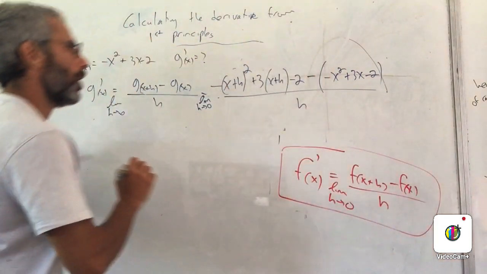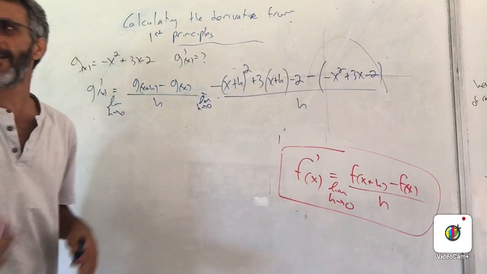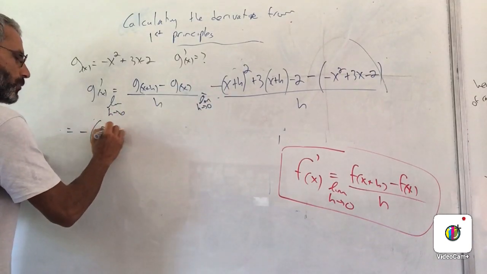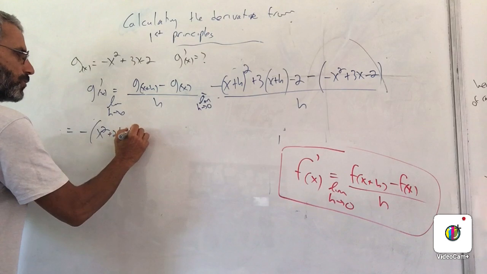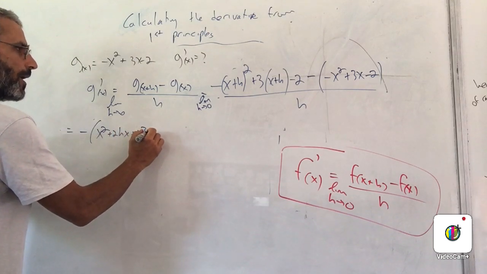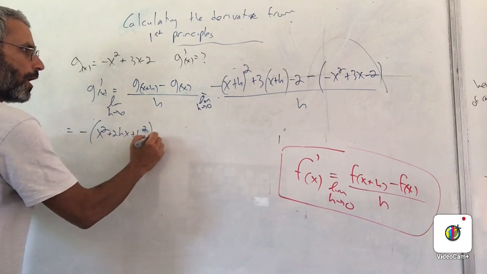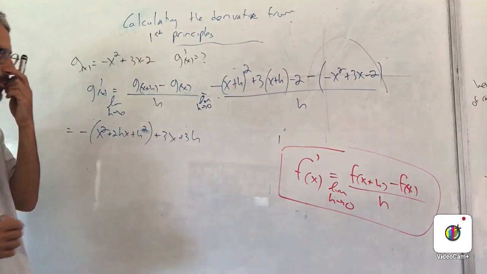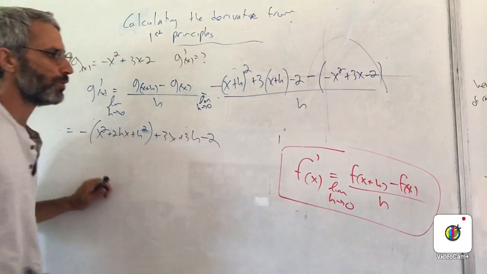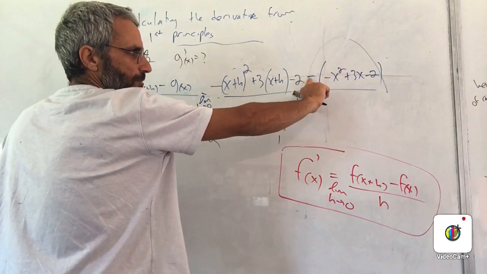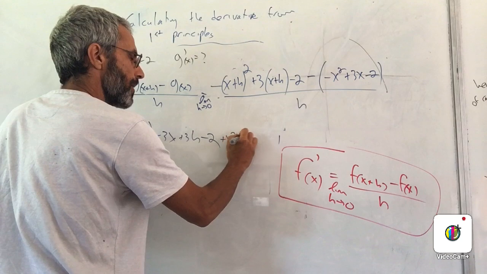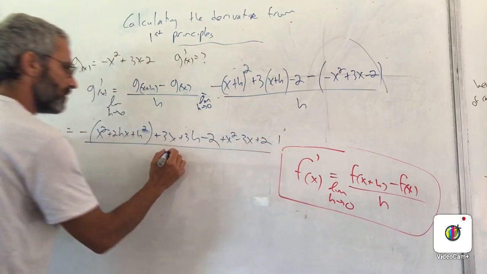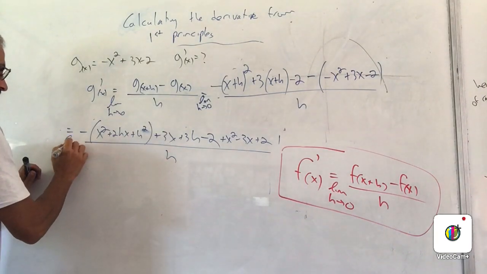Alright, now, yeah, it's messy. I need to start opening it. So I'm going to put a minus there. I'm going to write x squared plus 2hx plus h squared. Not cube, square. Plus 3x plus 3h. I know it's a little bit messy. Minus 2. And then I'm just flipping everything here because I've got a minus. So plus x squared minus 3x plus 2. You have to do that very carefully. And I'll write limit as h approaches 0.